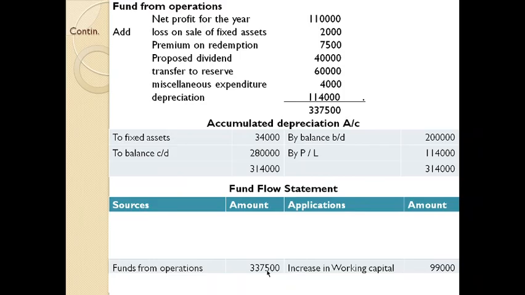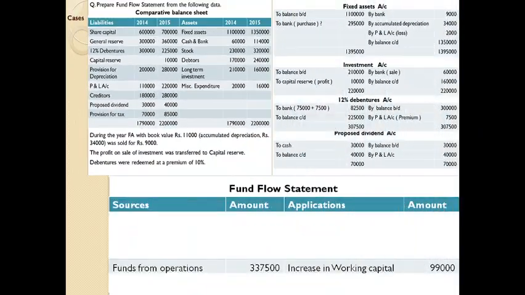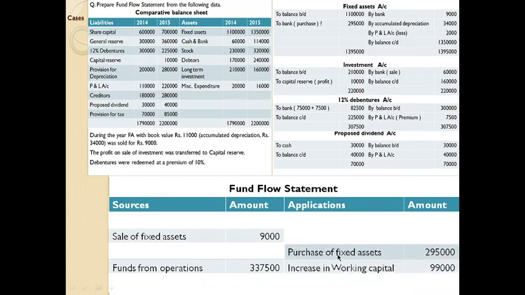3,37,500. After that, we have prepared various non-current accounts, and you know what all items have to be considered. All the cash and bank items have to be recorded in the source and application. First one, in the fixed asset, there are two bank items. One is purchase, another is sale, and you know what is meant by purchase and sale. One is application, another is source. Here there is a sale of 9,000, so it is shown as sale of fixed asset 9,000, and another one is purchase, so it is on the application side, purchase of fixed asset 2,95,000.